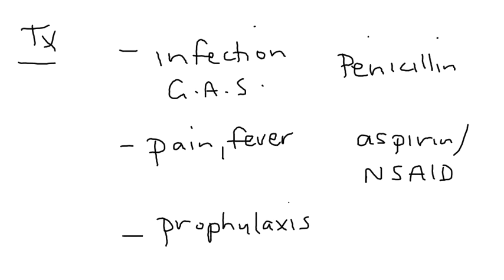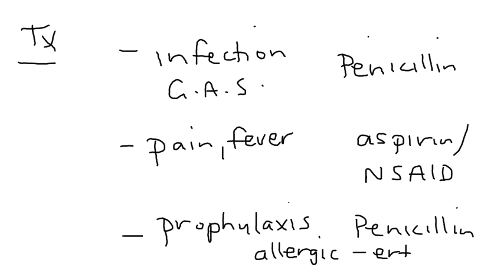And what I mean by that is a person who has group A strep infection, rheumatic fever, can get it later on in life. So you need to give them prophylaxis to prevent a recurrent group A strep infection, and that is done also with penicillin. And if a person is allergic to penicillin, then you give erythromycin.